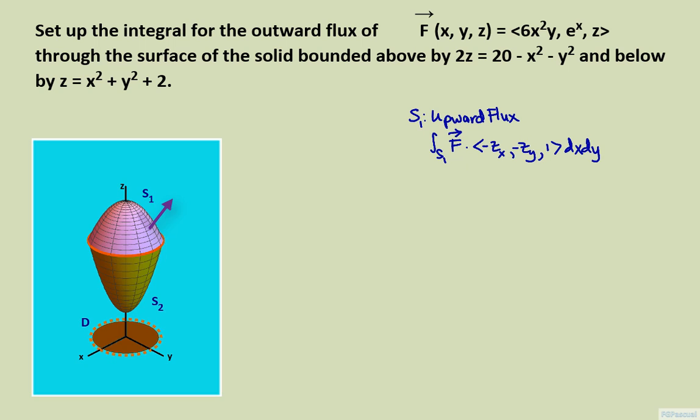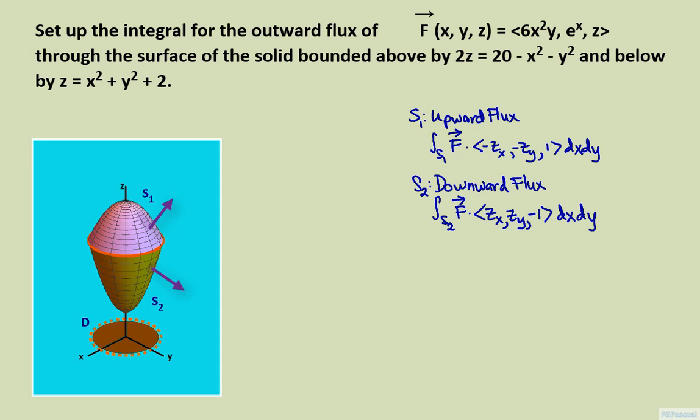Based on how S2 is oriented, being a paraboloid that opens upwards, the outward flux through S2 will be a downward flux. The flux integral then on S2 is given by the integral over S2 of the vector field F dotted with the vector whose components are z sub x, z sub y, and minus 1. The third component being minus 1 tells us that this normal vector to the surface has a downward component.